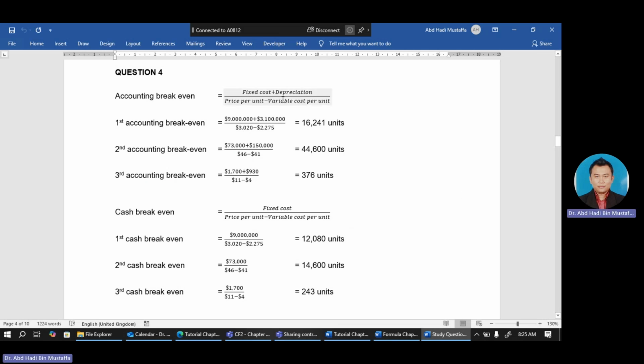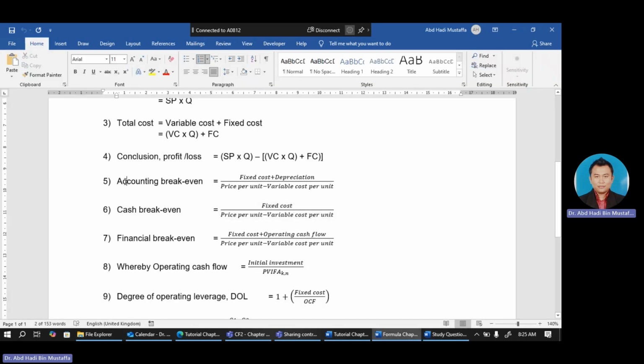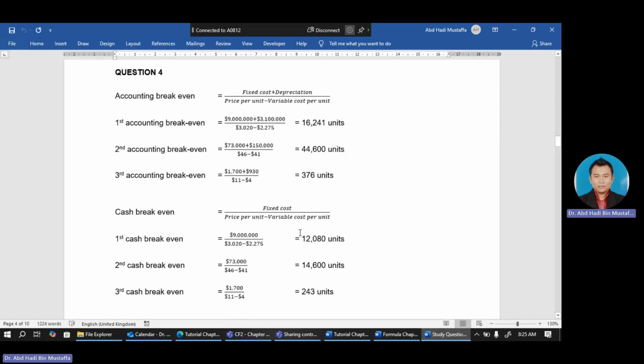So just follow whatever information has been given. The most important thing is the formula. You need to memorize the formula, like I told you, formula number 5, formula number 6, and formula number 7. But for question number 4, we didn't use formula number 7 because it's not been asked. Dia tak tanya lah. Okay, so that is a mistake.